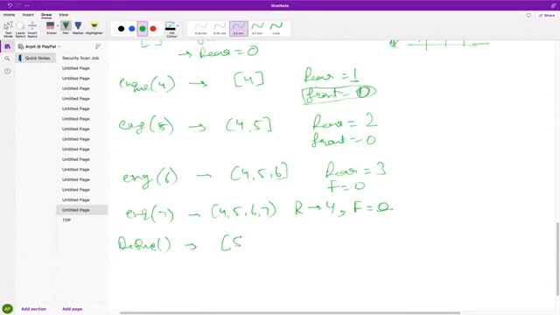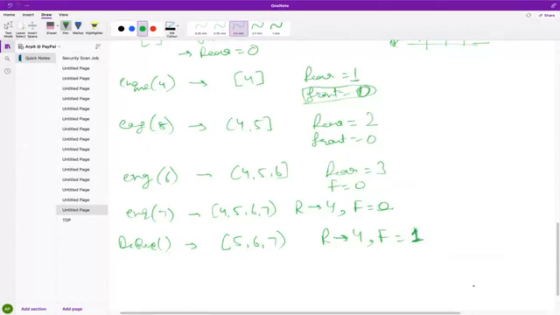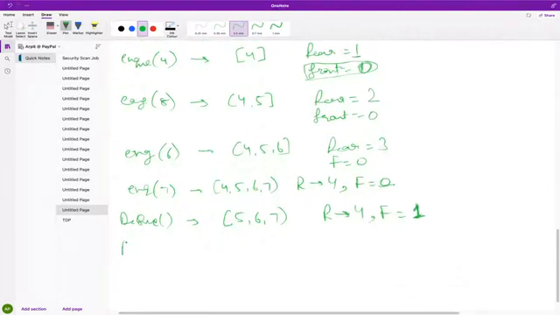Now 4 will be deleted, and 5, 6, 7 will be there. Rear will still be at the 4th place, and front would be at 1. Okay, guys, now we again do the dequeue. Rear will still be 4, and front will be at the second position, because you can see this is the second index.